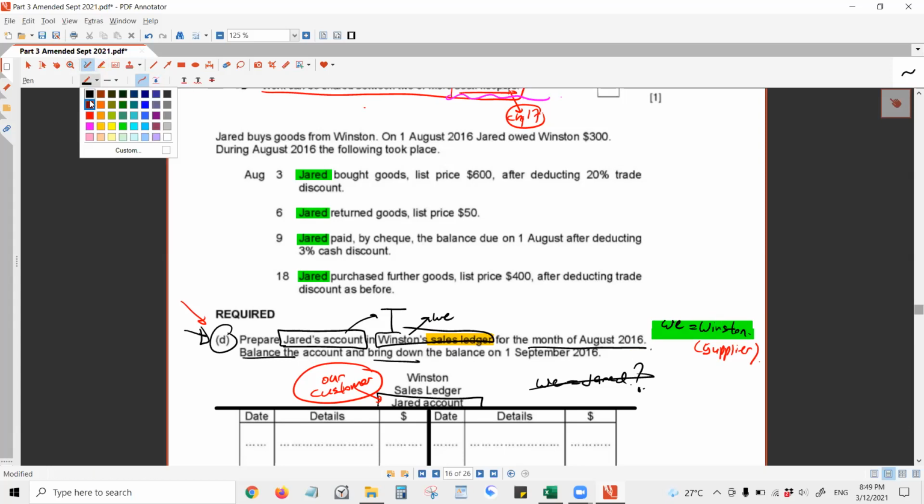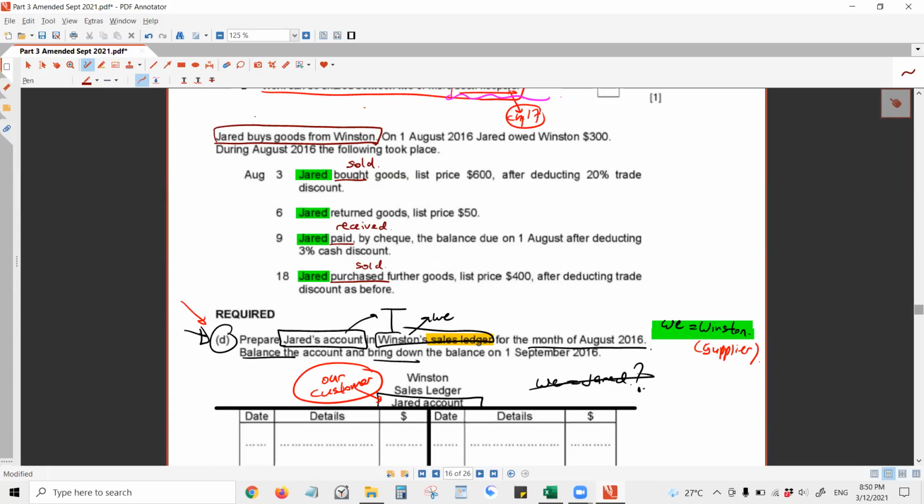When you see the word bought, it means we sold. When you see the word pay, it means we receive. So you have to think of it from Winston's point of view. We are Winston. When Jared purchased further goods, it means we sold further goods. So have a very clear mind when you do this question, otherwise you would fall into this trap, because the examiner used another person as the first word. Jared buys goods from Winston.